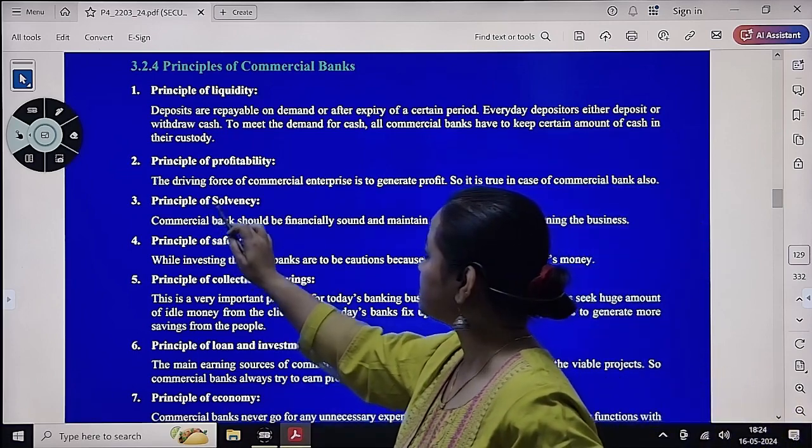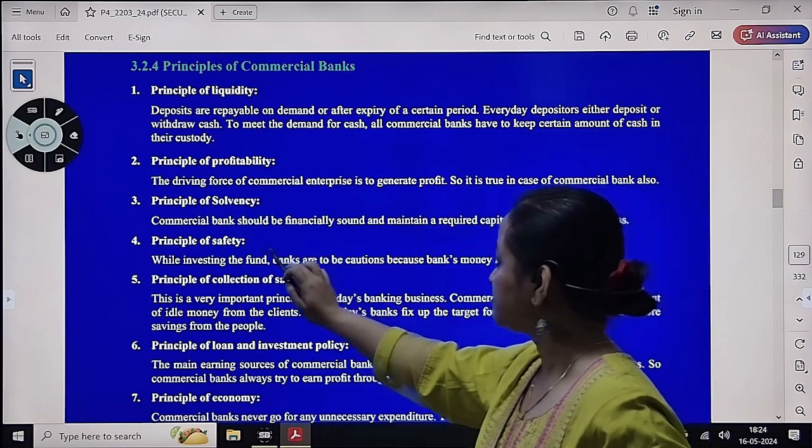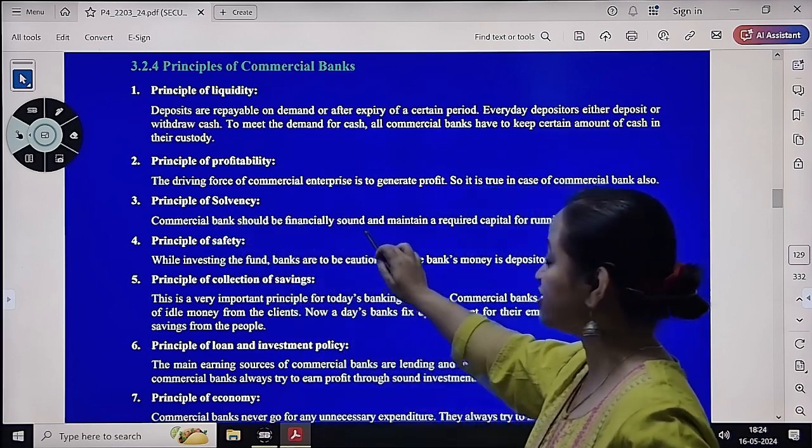Next is principle of solvency. Commercial banks should be financially sound.